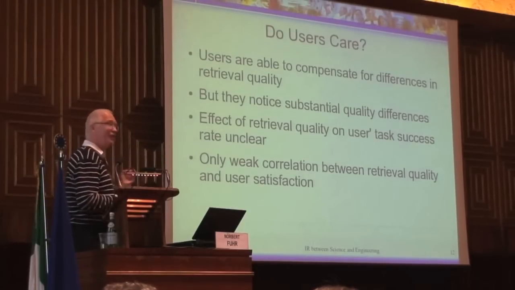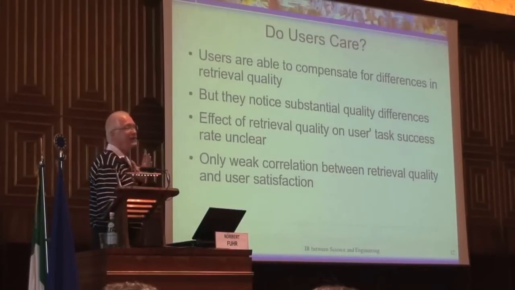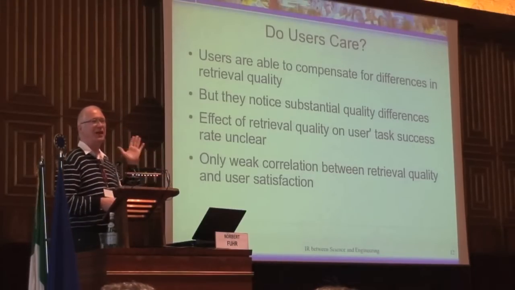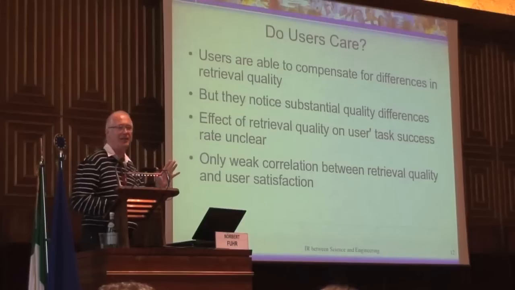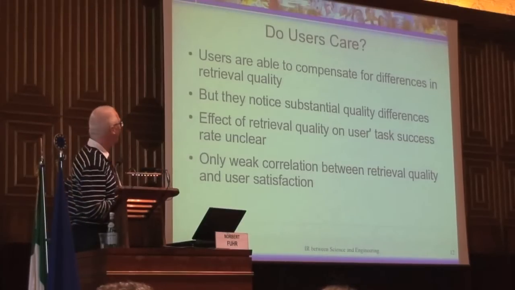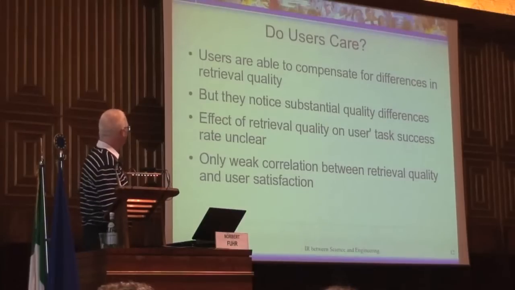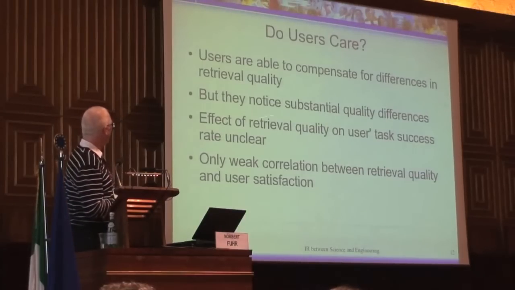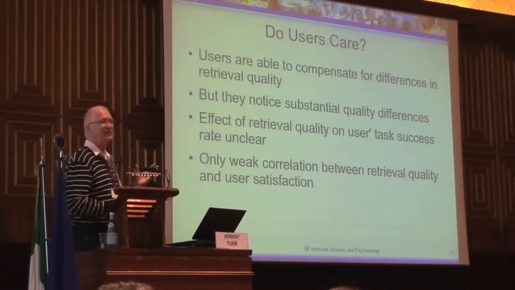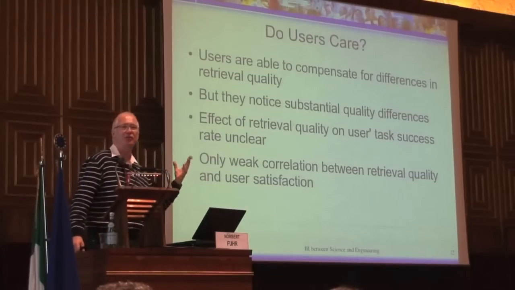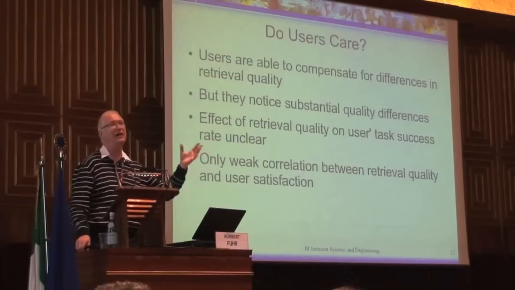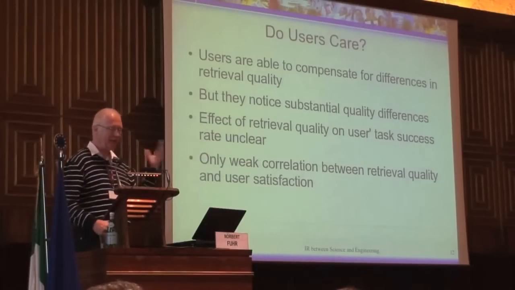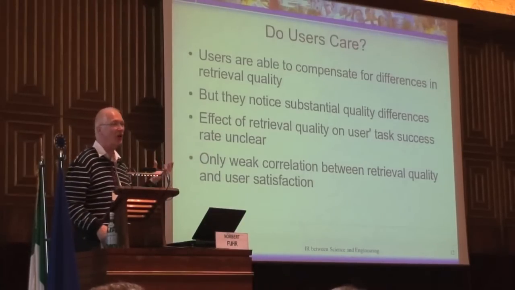But on the other hand, users are able to notice quality differences. So given two systems side by side, they will very soon identify the better system and of course prefer to use the better system. Well, now, of course, the question is, to what extent do these systems really help the user, and does better retrieval quality help the user in fulfilling his task in a better way?